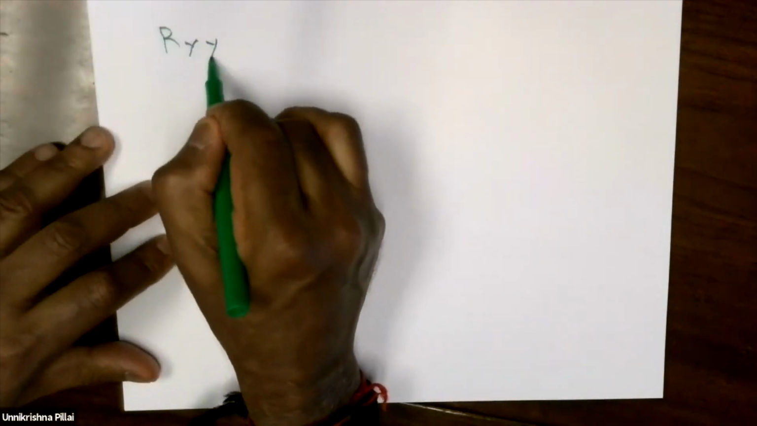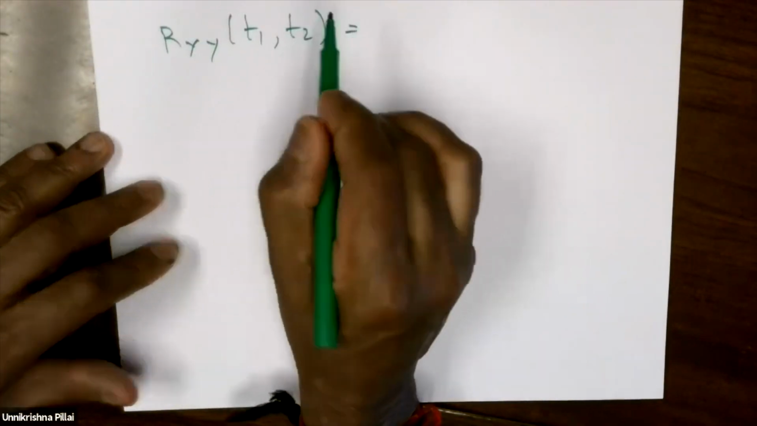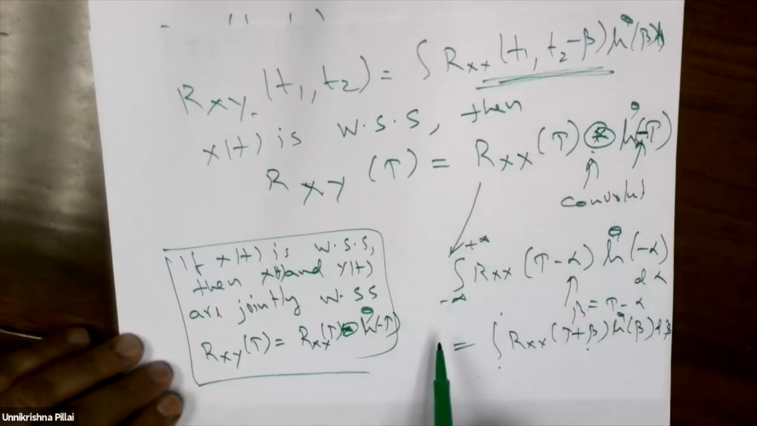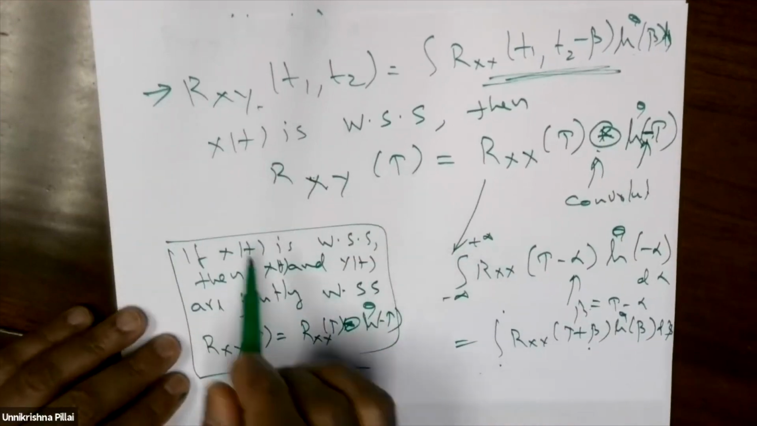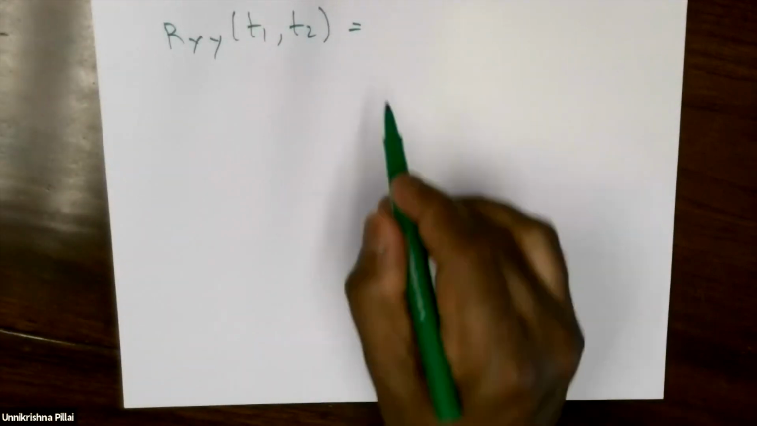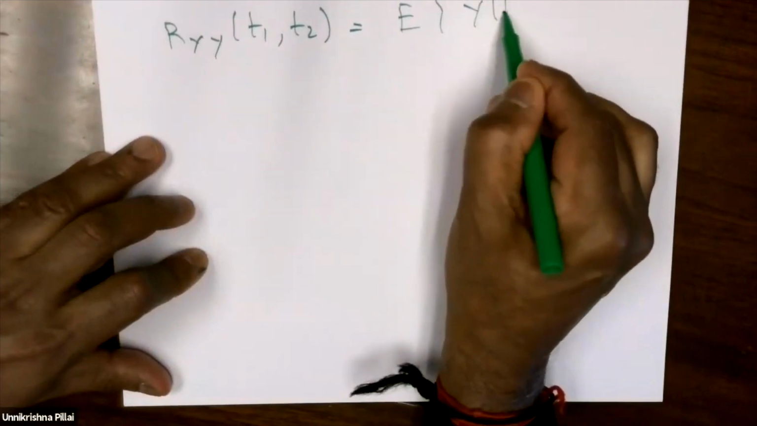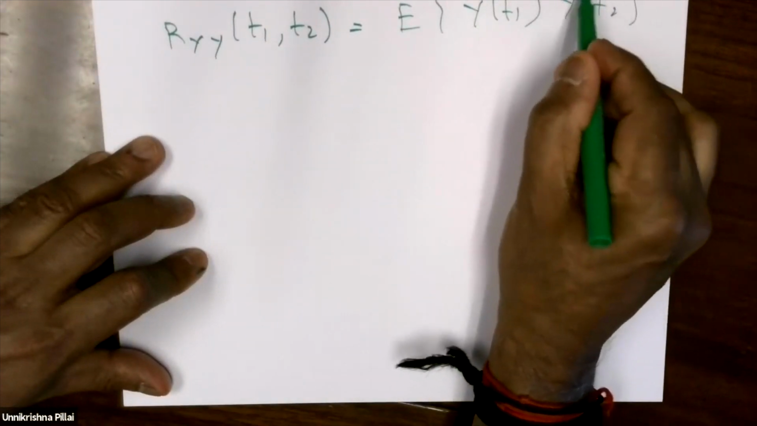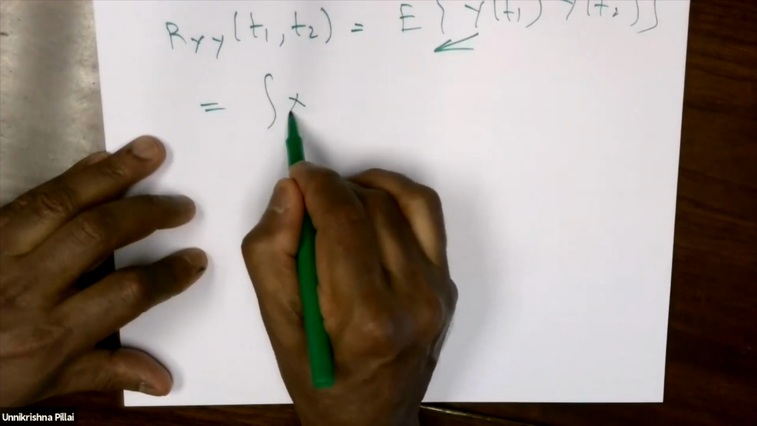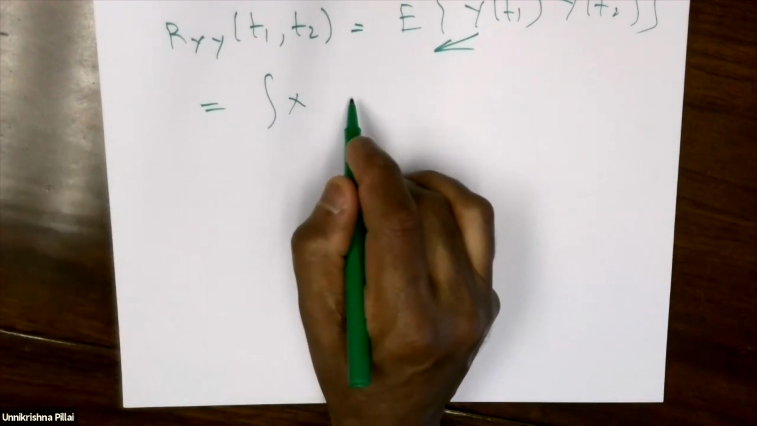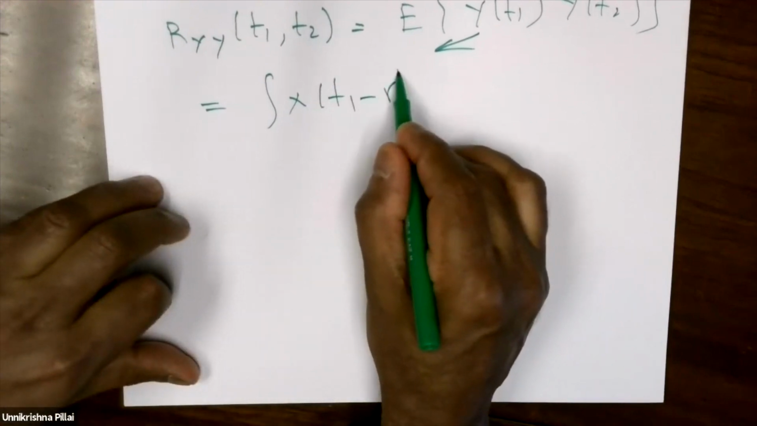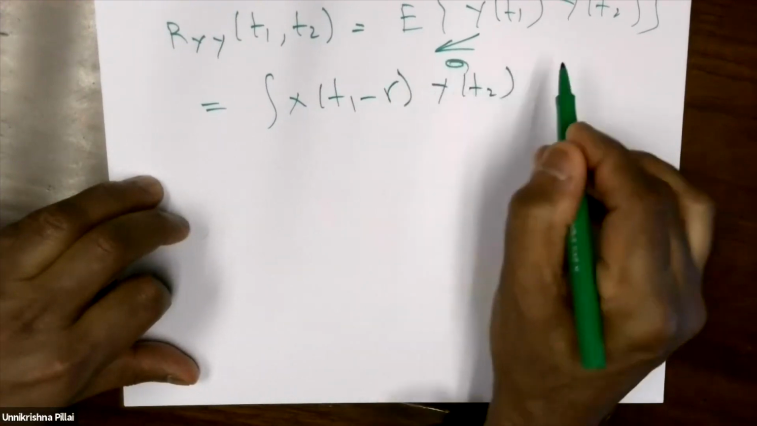So we want Ryy(t1, t2). Of course, if x of t is not white-sense stationary, you use this property. This is always true, the first line. And if it is white-sense stationary, you apply this result. So this is by definition y(t1) multiplied by y(t2) star. So instead of y(t1), I'm going to substitute an integral, x of t1 minus, let's say, gamma, multiplied by y(t2) star.